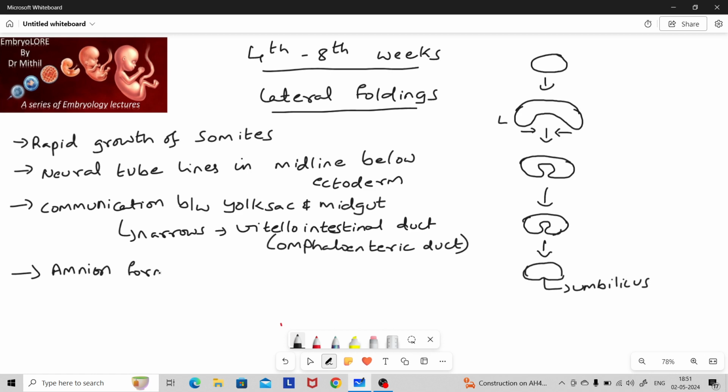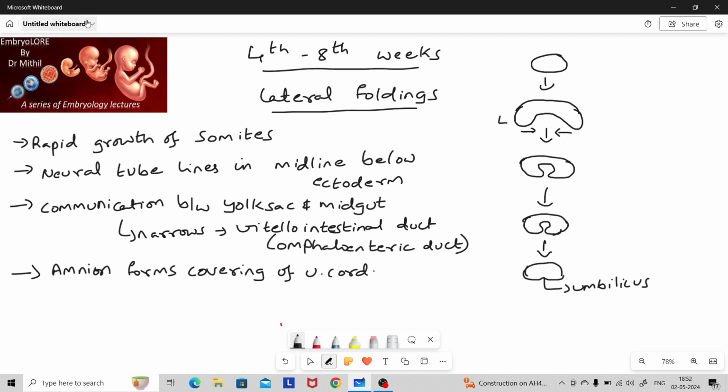Amnion forms the covering of the umbilical cord. Okay, so this is how the lateral foldings are happening. Now let us try to understand the effects of the folding of the embryo. Because of the formation of the folds, the flat embryonic disc becomes cylindrical, the umbilicus is also forming, and the ectoderm forms the outer covering.